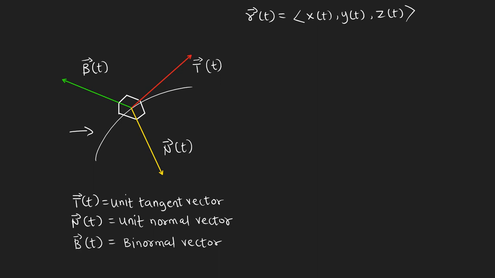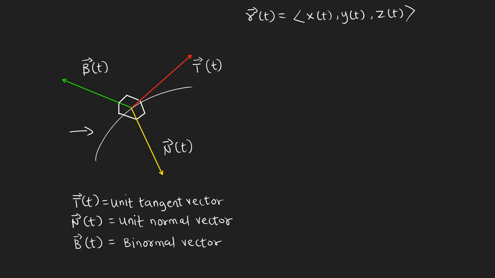Now let's talk about this figure that I have here. This red arrow represents the unit tangent vector, which is tangent to the curve. The yellow one represents the unit normal vector, which is perpendicular, or orthogonal, to the unit tangent vector. The green one is the binormal vector, which is orthogonal to both the unit tangent vector and the unit normal vector. So that's what the figure represents.